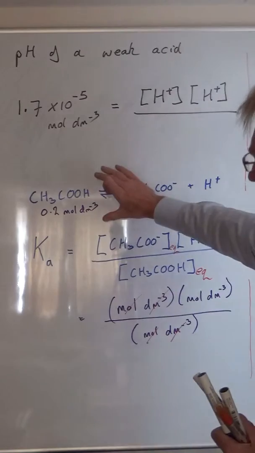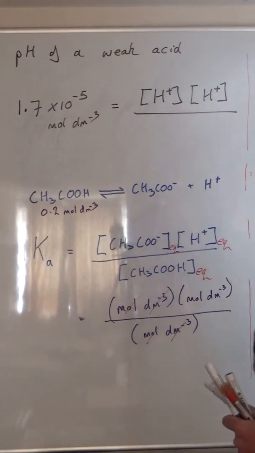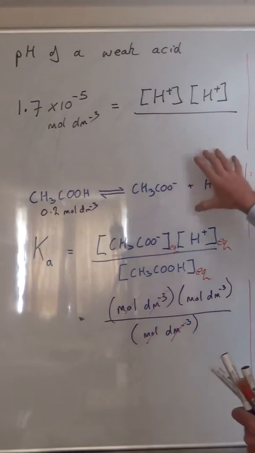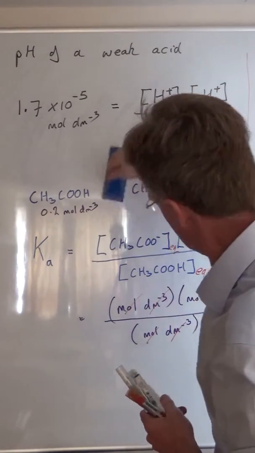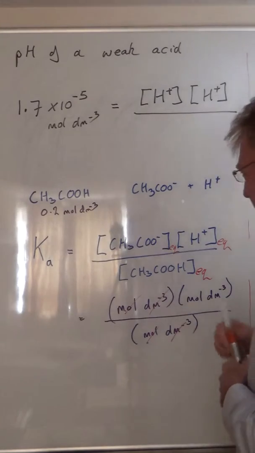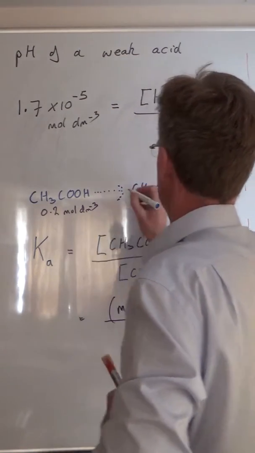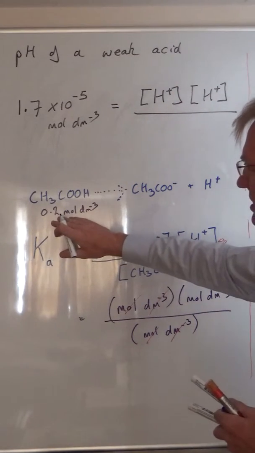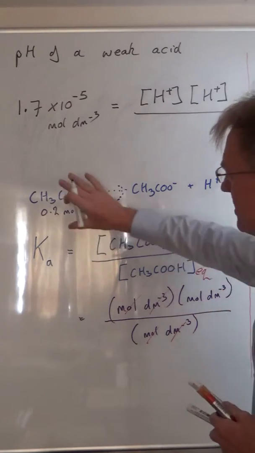So that's what it said on the bottle. It's labelled with 0.2 mole dm to the minus 3. The assumption we make is that so little of that dissociates. So you can almost write it like this: very, very little dissociation occurs, so the concentration of that has not been reduced significantly due to any dissociation. So we can assume that it's unchanged.